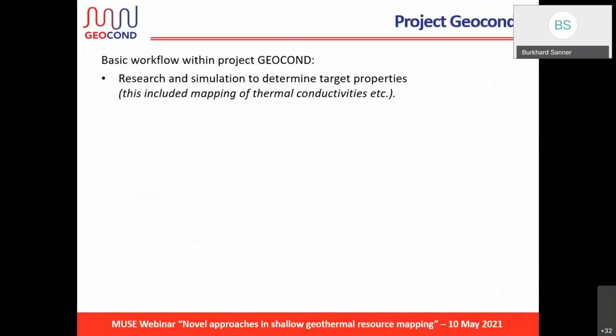The basic workflow in the project was to first do some research and simulation to determine sensible target properties. This is where the mapping came into the Geocond project, for mapping for thermal conductivities, for instance.